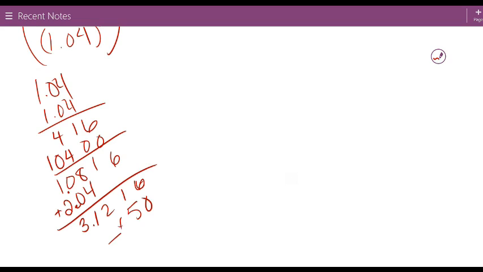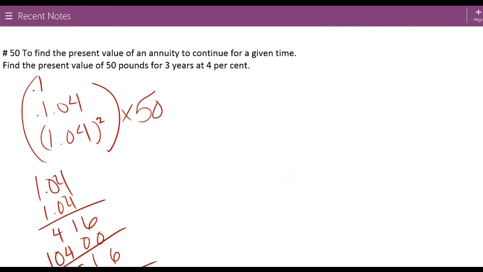$50, or rather £50. So if we were to allow this to continue to its 3 years, it would be 156 pounds and then 0.08 of a pound, which then you can figure out into shillings. But we want to know the present value.